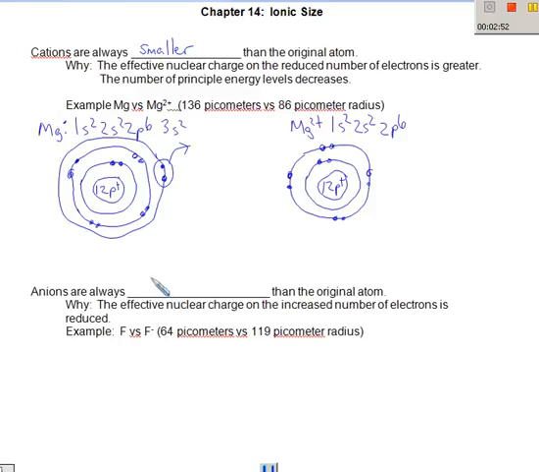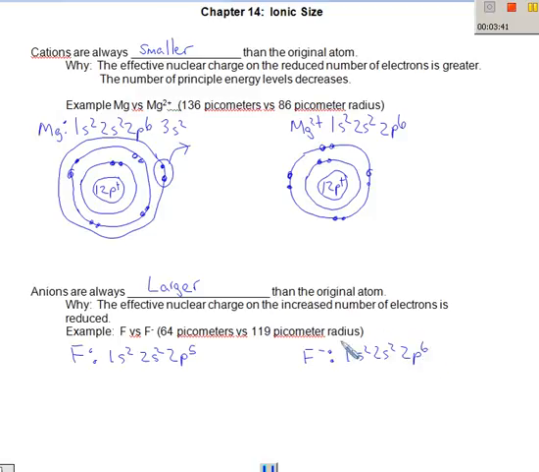Anions are going to be just the opposite. They are always going to be larger than the original atom. And let's take a look at why this is so. We're going to first take a look at fluorine. The electron configuration for fluorine is 1s2, 2s2, 2p5. When it becomes an anion, it's going to pick up an extra electron. So it's going to become 1s2, 2s2, 2p6.